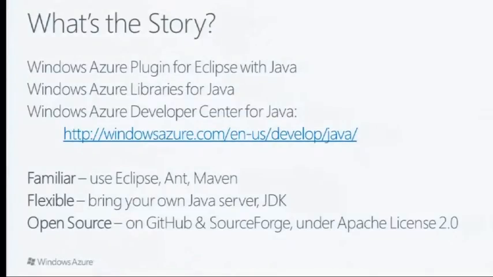So what's the story? There are three things that are available to help you with your development. There is the Windows Azure plugin for Eclipse with Java that I will cover in detail in this session. There are the Windows Azure libraries for Java, which I will mention briefly, and you can download them from the Windows Azure Developer Center. And then there is the Developer Center itself.